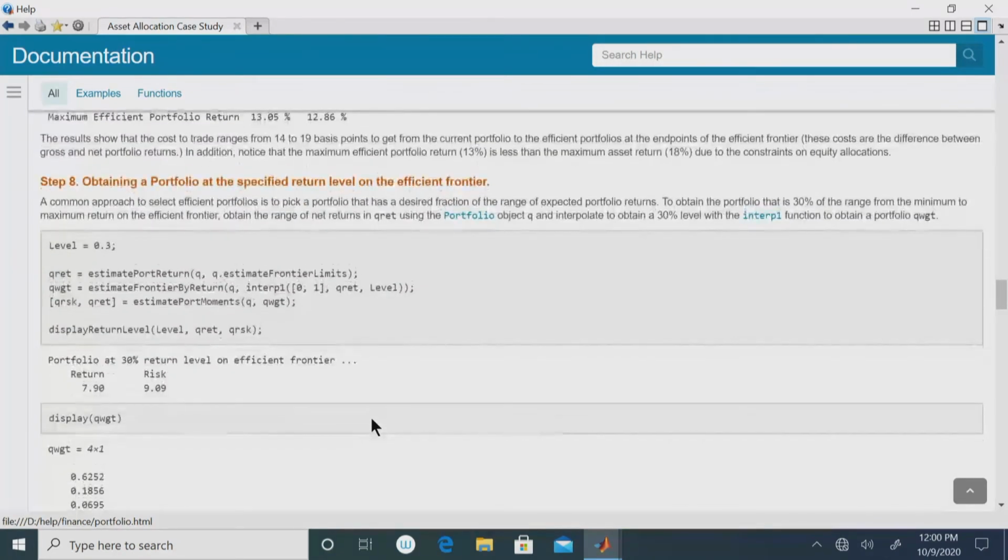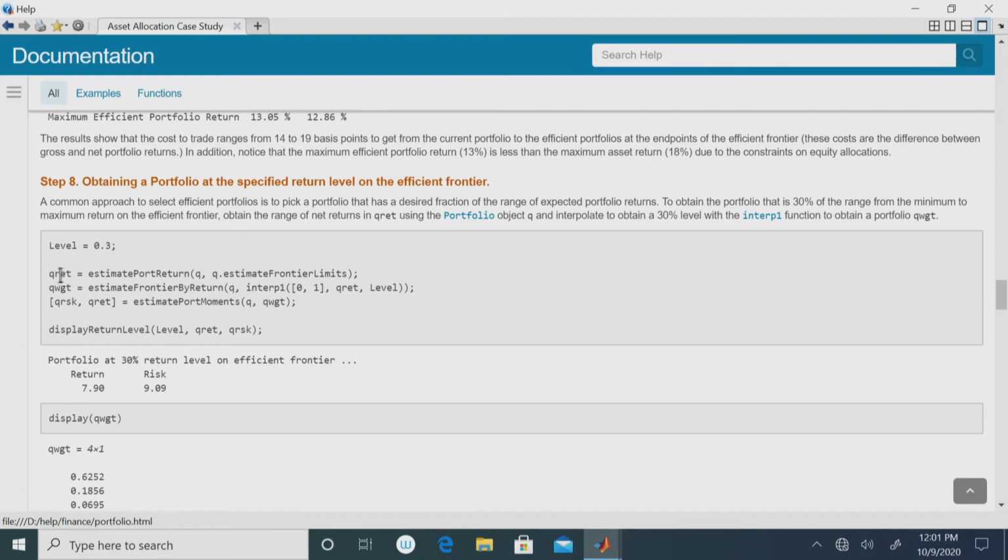Now we go back and look at the basic motivation of the efficient frontier. Remember what the efficient frontier was: for a given level of risk, it gives you the highest return, or for a given level of return, it gives the minimum risk. So, in the next two steps, we will look at obtaining a portfolio at a specified return level on the efficient frontier.